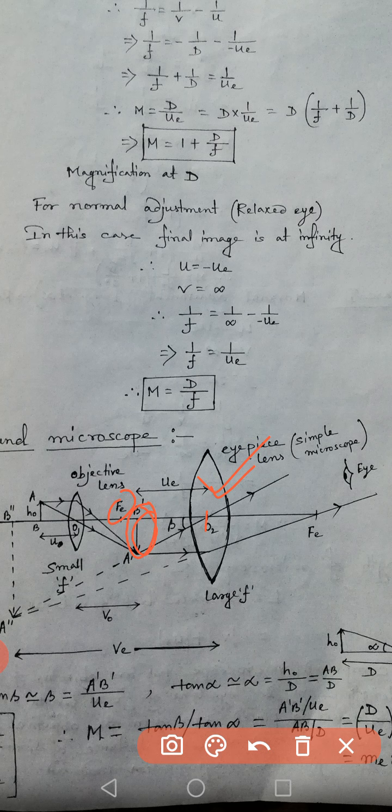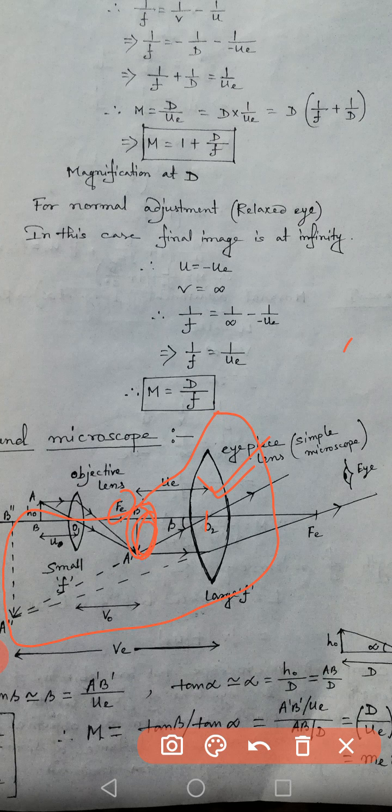You can see the simple microscope concept. In a simple microscope, what was the concept? That the object was kept in between the optical center and focus, so that an enlarged, magnified image can be formed. Alright, so if you just see this part, isn't it a simple microscope? That is a simple microscope. Okay, I think it is clear.